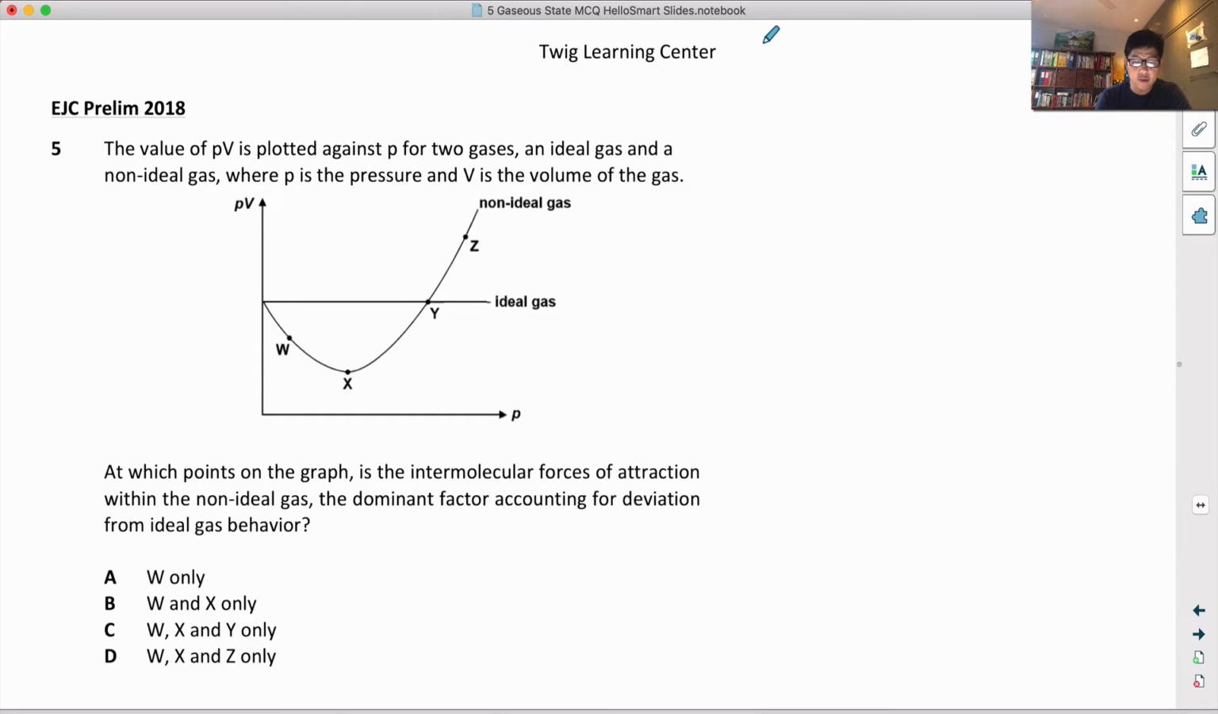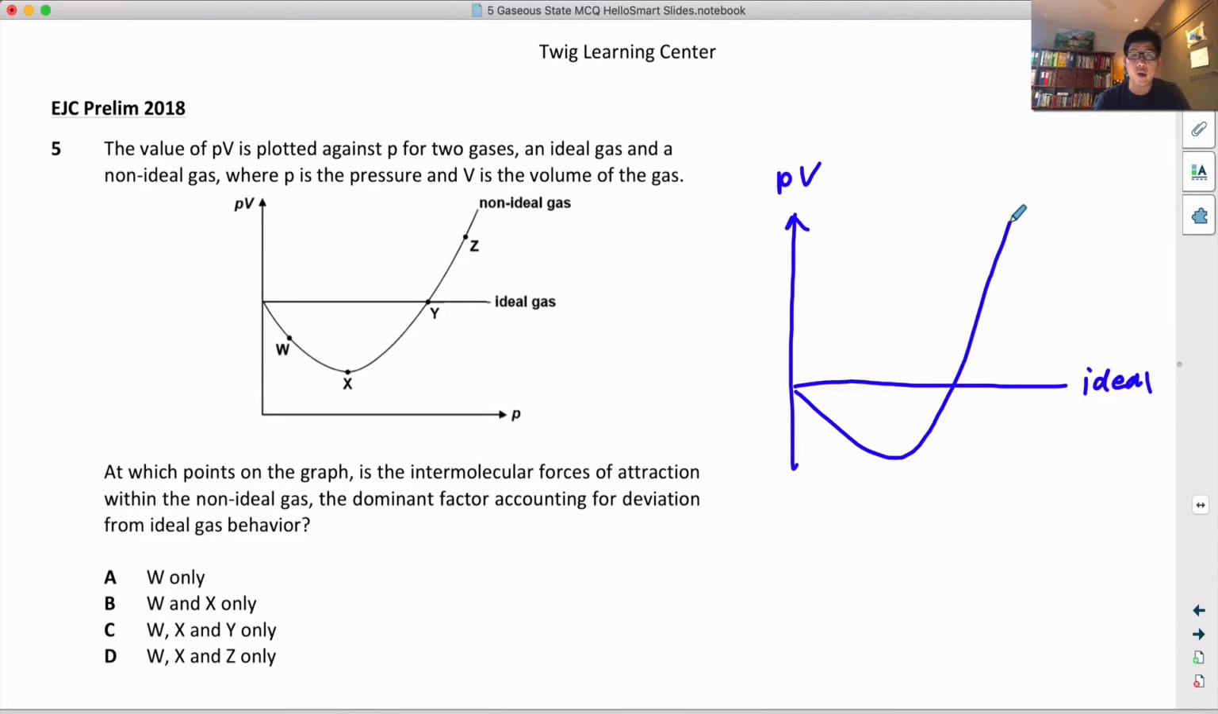Okay, let's do question 5. If you have attended my lesson, you have known this. If you see a straight line, it's what I call the ideal plot. There's this thing called negative deviation and positive deviation. When the graph goes down, it is negative deviation; when it goes up, it is positive deviation. So this part here represents negative deviation from the ideal line. Negative deviation is due to the gas having significant intermolecular forces of attraction.